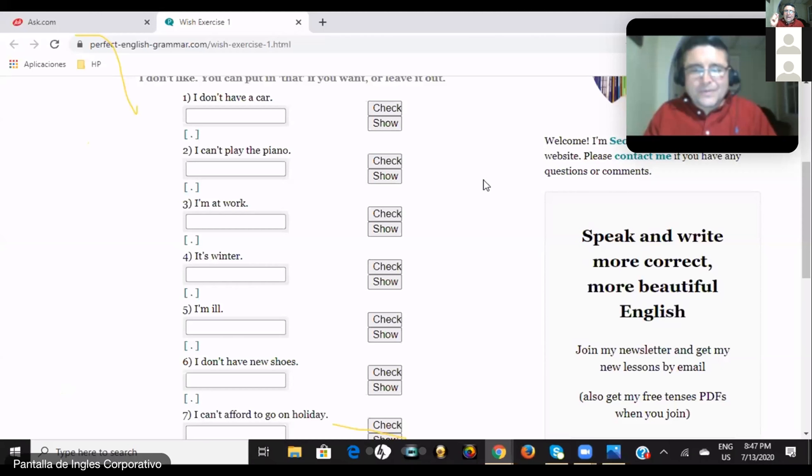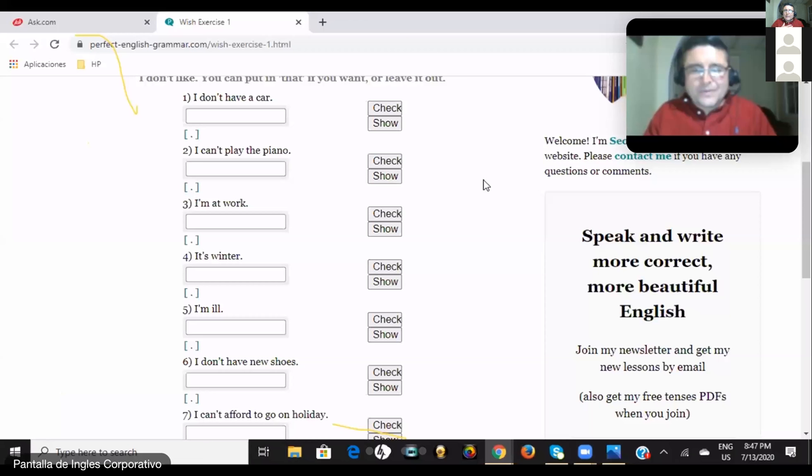So it doesn't matter which structure you're using, as long as the verb that you're using is in the simple past form. You can omit them. Right. So let me give you an example.